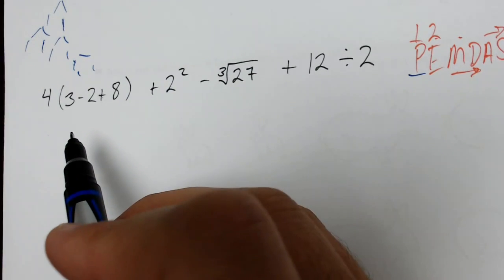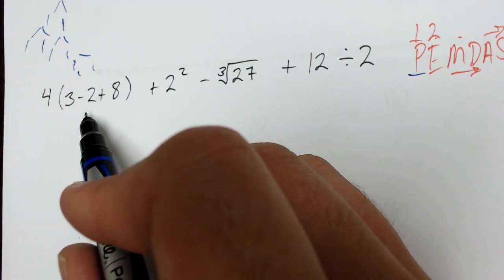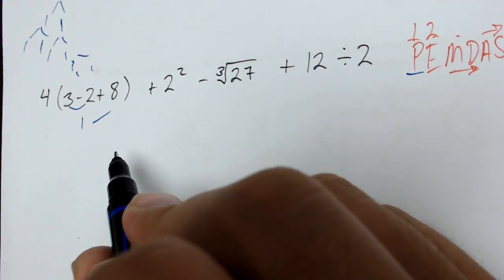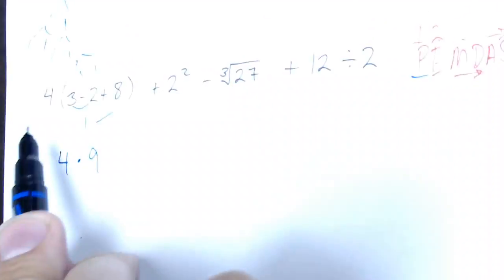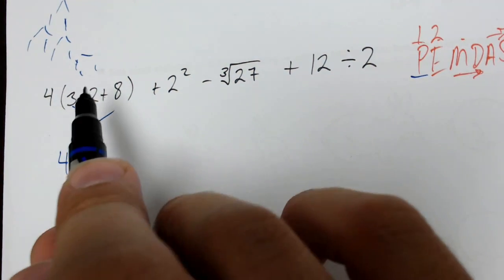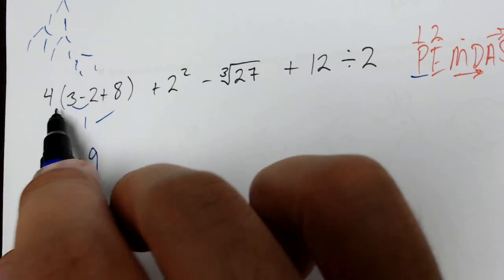So I only see one set of parentheses right here. I have 3 minus 2 plus 8. 3 minus 2 is 1. So that's 1. Plus 8 is 9. So in order to make the parentheses go away, I know that's going to end up becoming 4 times 9 because this 4 is right next to the parentheses. So that parentheses goes away, this becomes 9, and these are being multiplied because the 4 is touching the parentheses.